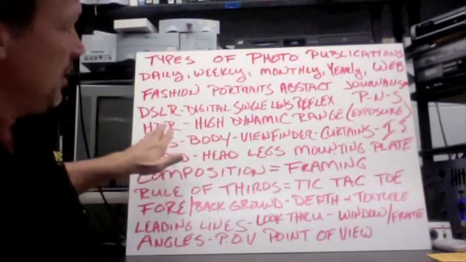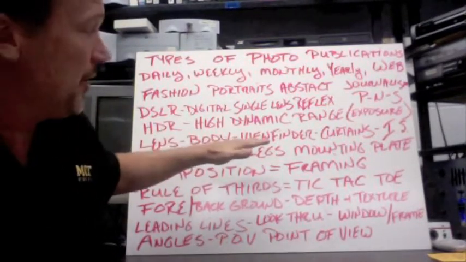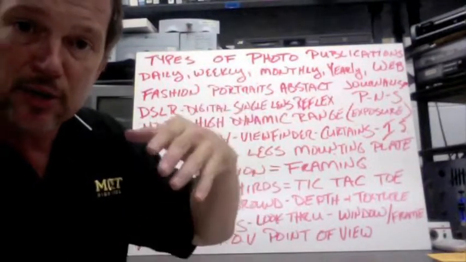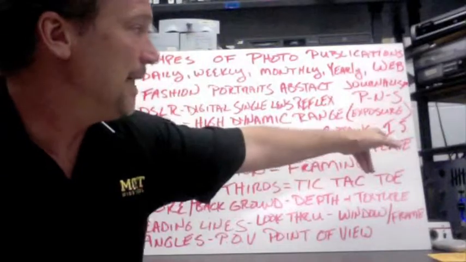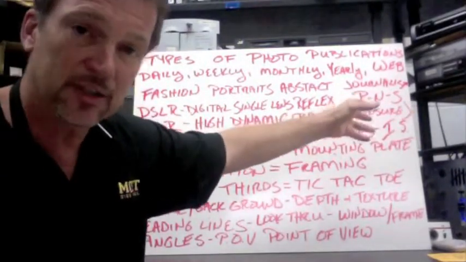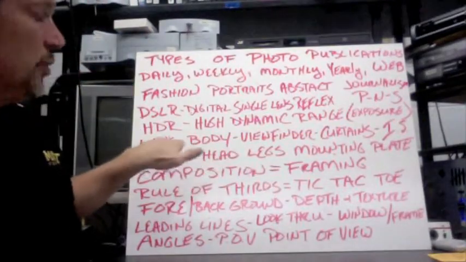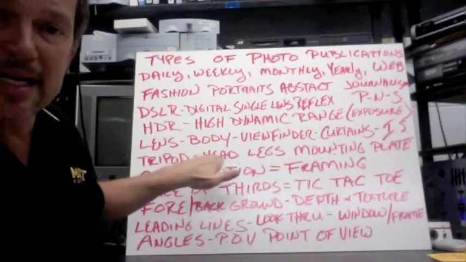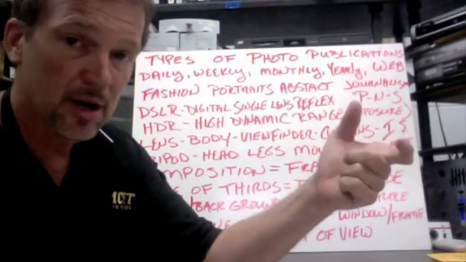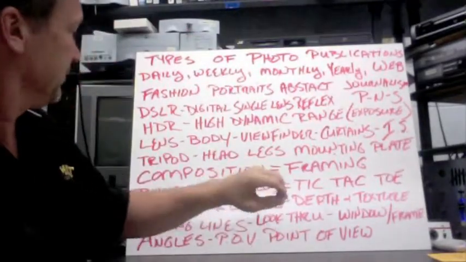The parts of the camera: the lens, the body, the viewfinder, what you look through. The curtains are the things that open up for the shutter to allow light to the image sensor, which actually creates the picture and then saves it to the SD card. Tripod, we use head, legs, and mounting plate. Now the mounting plate fits on the camera, but it's part of the tripod.